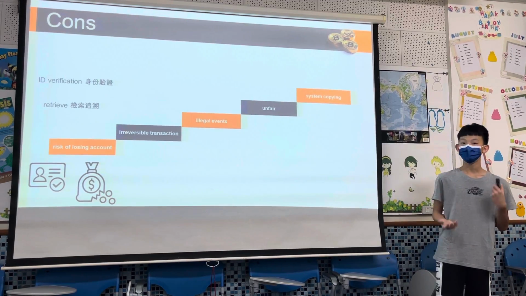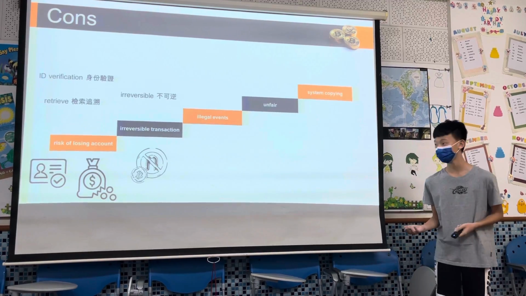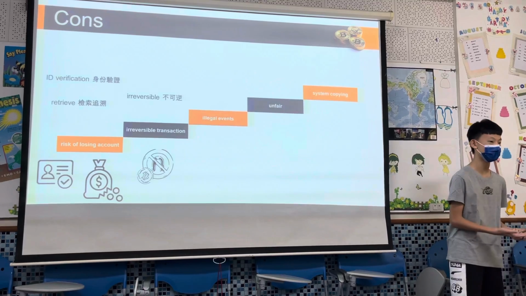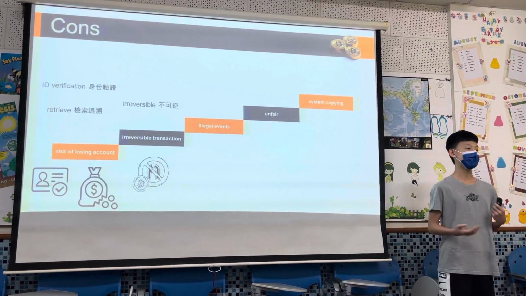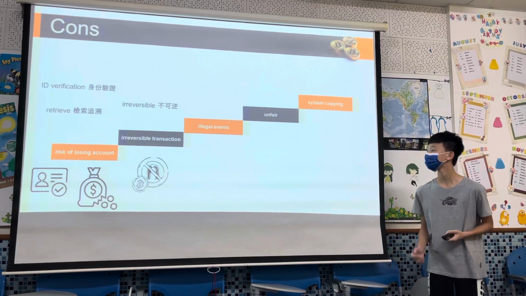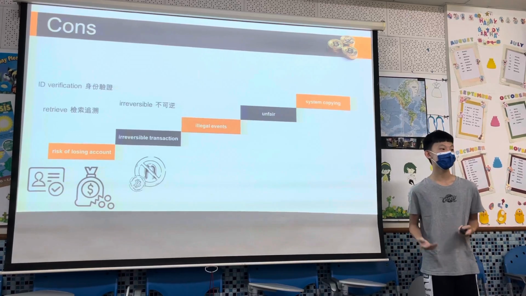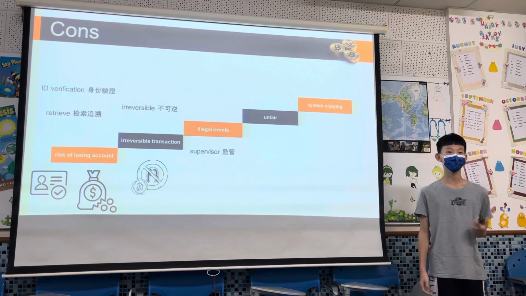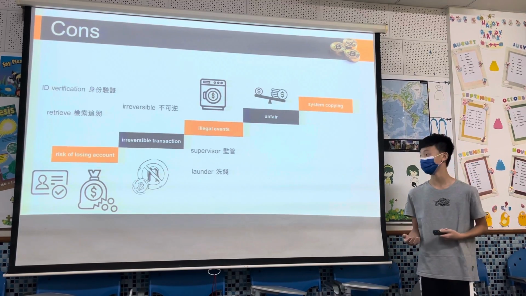Secondly, the transactions in the Bitcoin system are irreversible. For example, once a hacker obtains your Bitcoin account and trades your money out, your money cannot be brought back anymore. The third drawback is that since the Bitcoin system cannot be supervised, it is especially suitable for illegal activities like laundering and other illegal transactions.